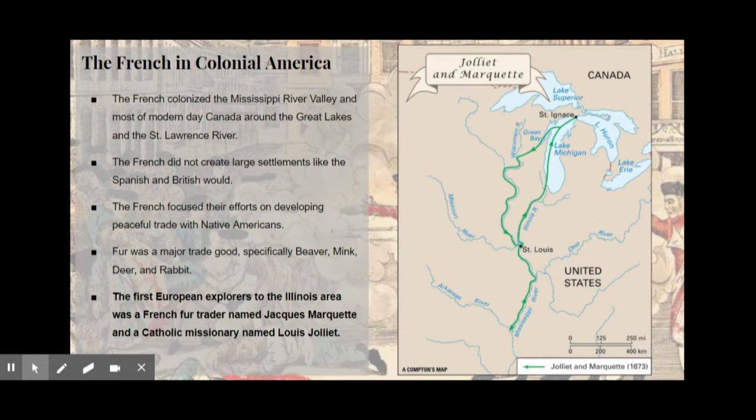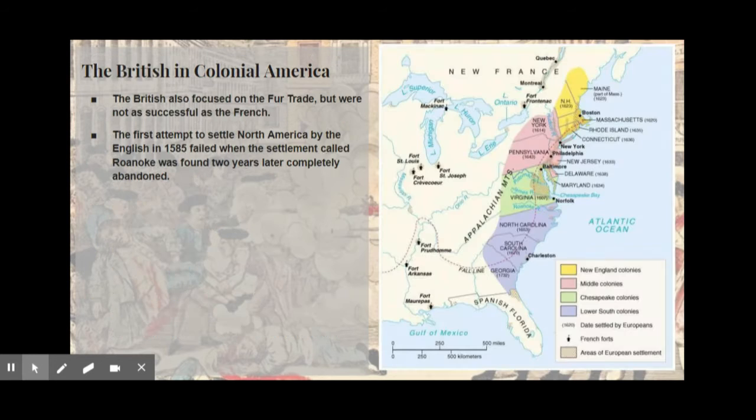Now, the first European settlers to Illinois would actually be two Frenchmen, a fur trader named Jacques Marquette and a Catholic missionary named Louis Joliet. Now, the British had a pretty unique history in the New World as well.